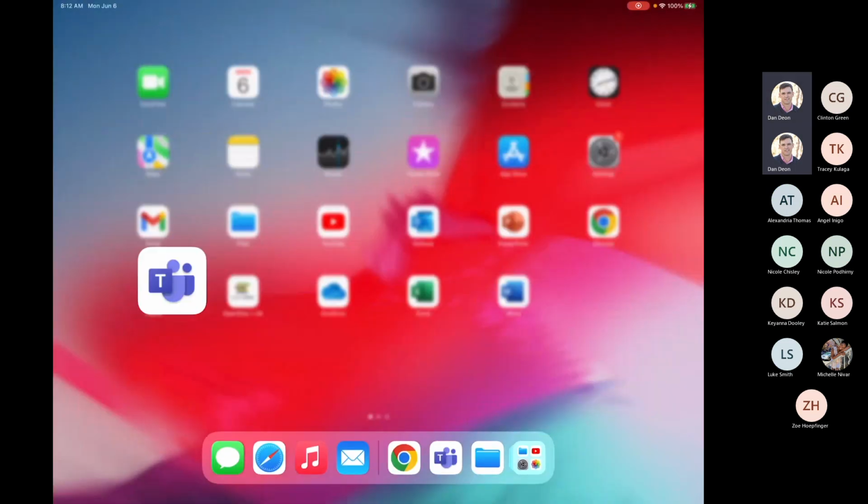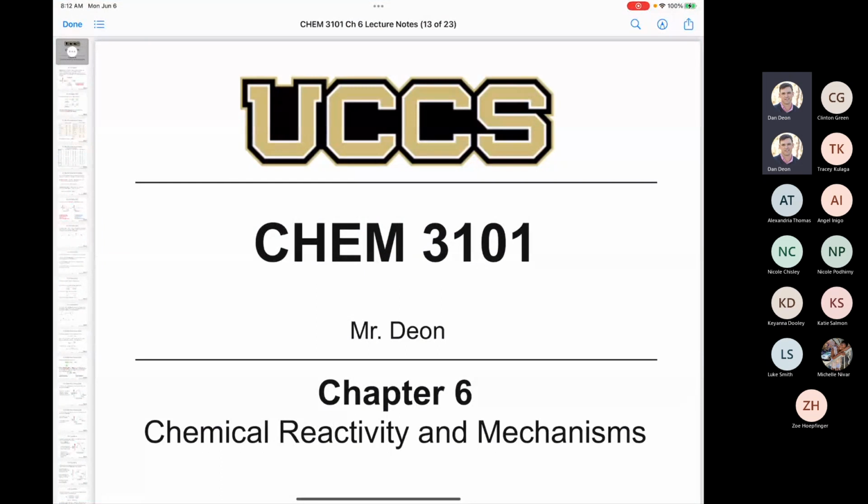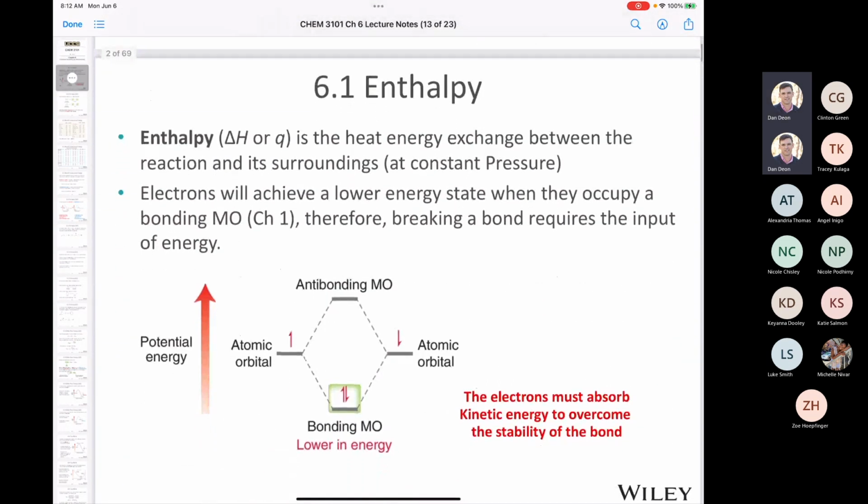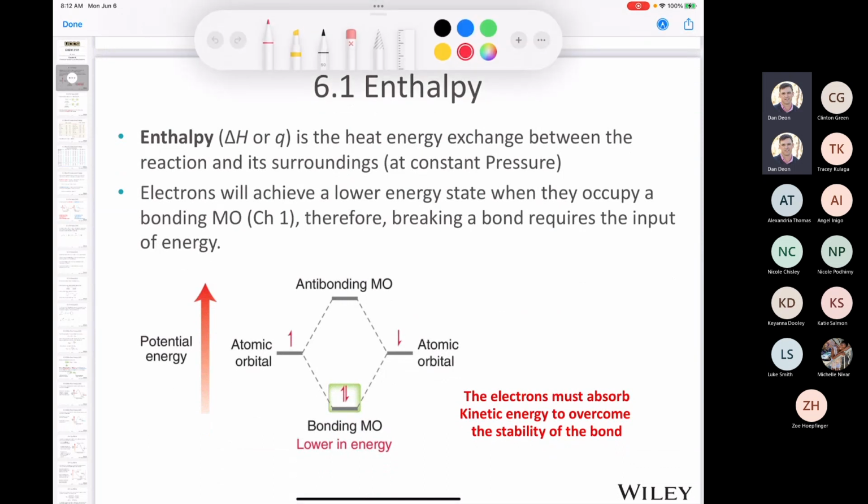All right. Organic Chemistry 1, Chemistry 3101. This is Chapter 6, Chemical Reactivity and Mechanisms. And let's start off with a tiny bit of review, and we're going to cover the definition of what enthalpy is. And hopefully you remember enthalpy.